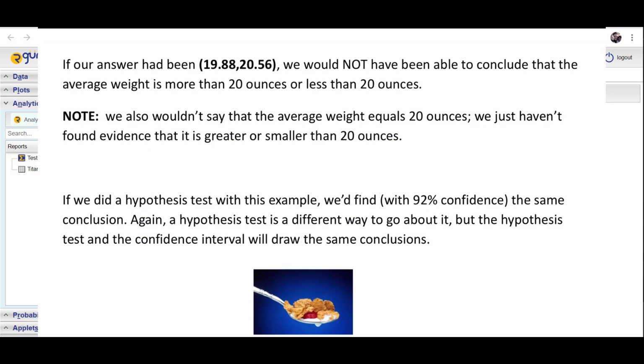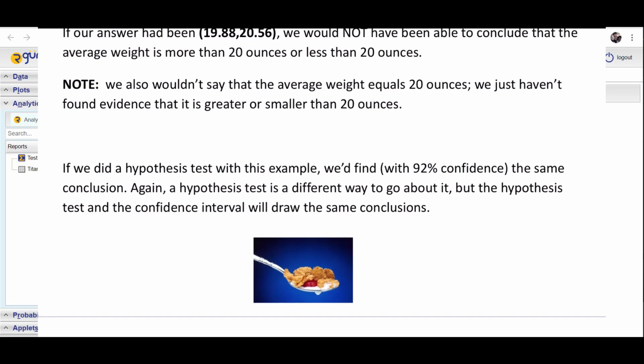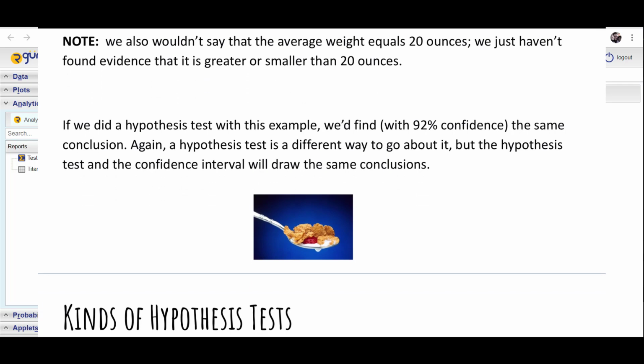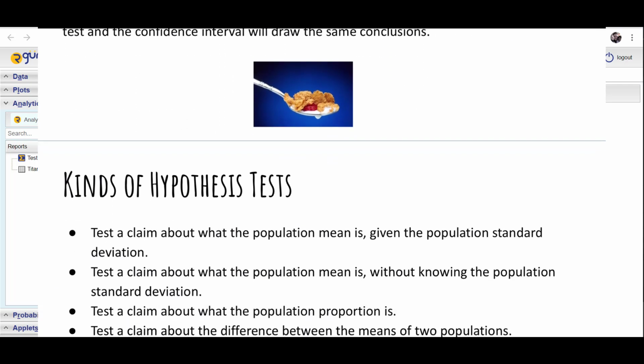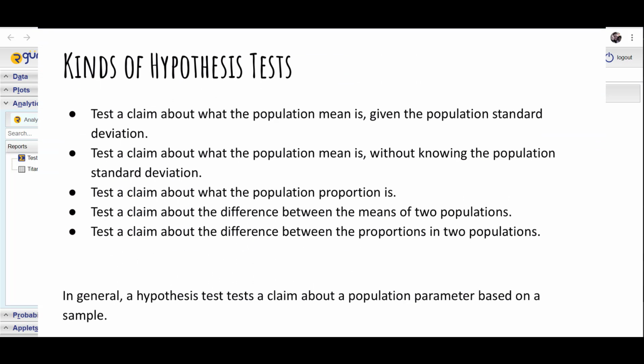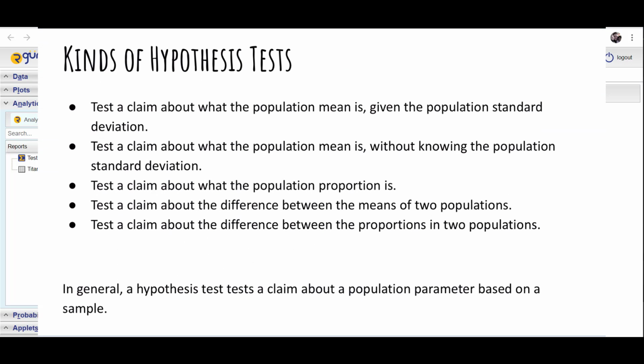If we did a hypothesis test with this example instead, we'd find the same conclusion. It's just a different way to go about it, but they usually do draw the same exact conclusions. So there are quite a few types of hypothesis tests that we will be doing in this class.